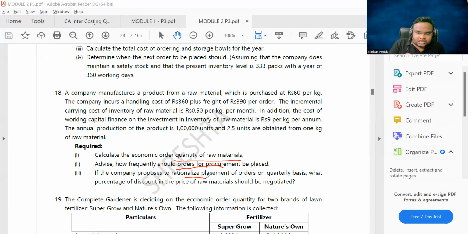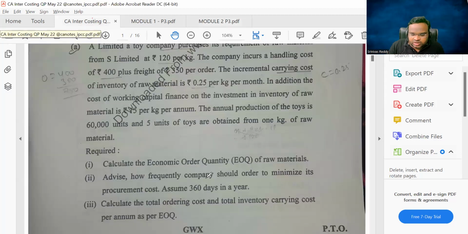So even if you see the question paper, the same question: economic order quantity, the company should order to minimize cost; calculate the total ordering cost and inventory carrying cost as per EOQ. At EOQ, the ordering cost and carrying cost are the same. You can just work out the square root of 2AOC. Half of that would be the ordering cost and half of that would be the carrying cost. So that is from question number 1.